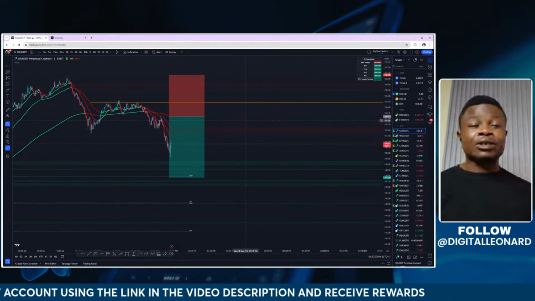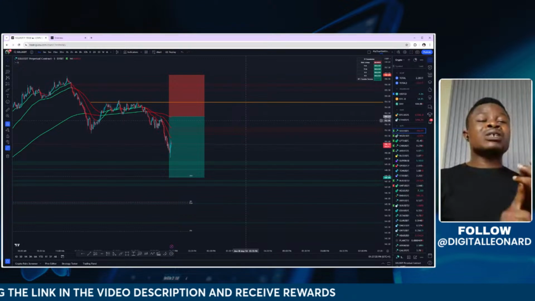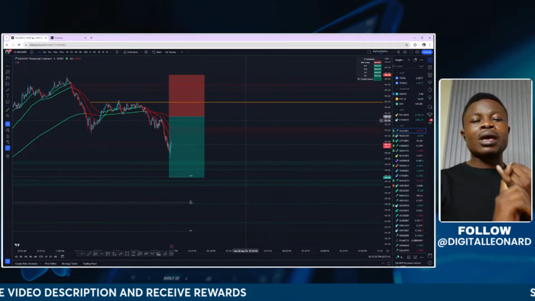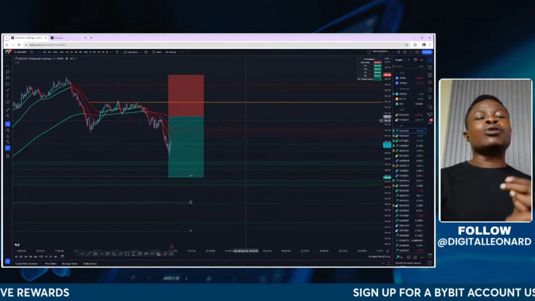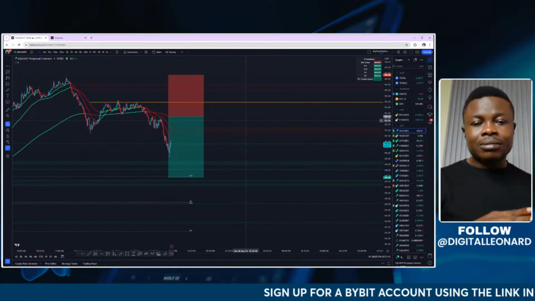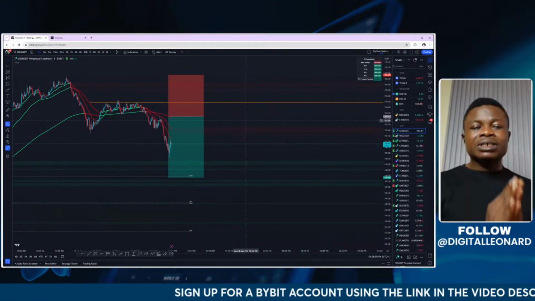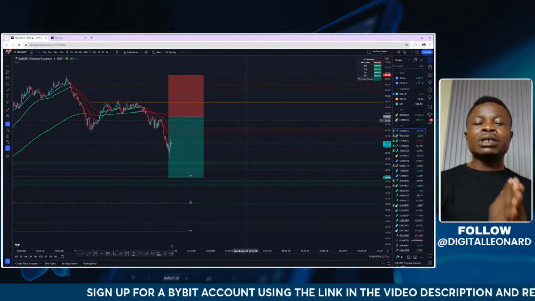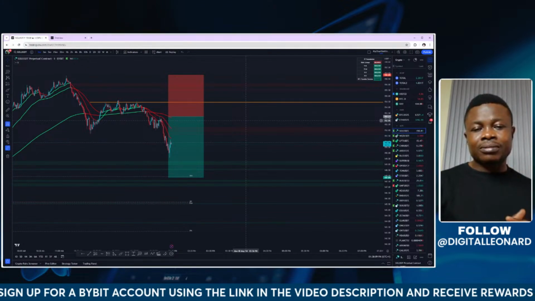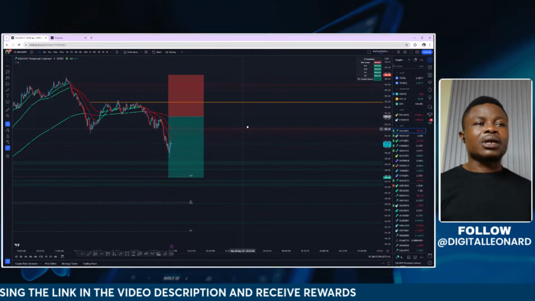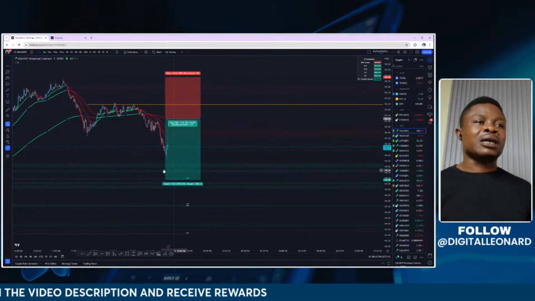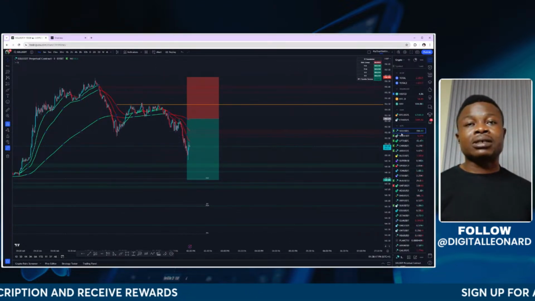I even did a calculation on how, if you always target a 1 to 3 risk to reward, you can take up to 10 trades, lose 7 trades, win only 3 trades, and you'd still be profitable. It's very possible. So, yeah, guys, take note of that.